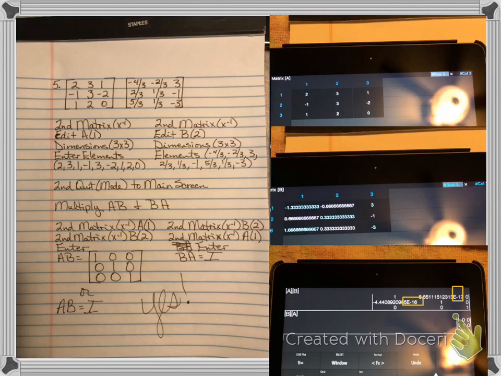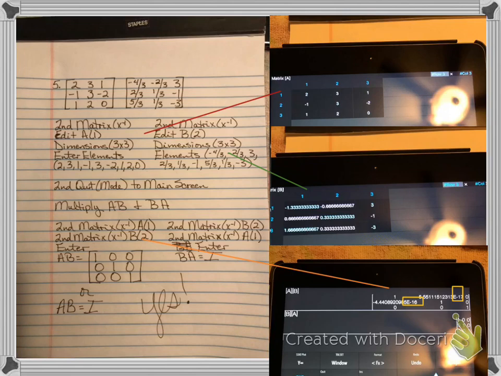Alright, then I decided to take a look at number 5. Number 5 was a 3x3 and a 3x3, and we've got a bunch of fractions in the second one. Went in, put them in. You can see matrix A right here. Matrix B, when we put it in, was right there. Went through the process, multiplied it out. You can see what we got when we multiplied matrix A.